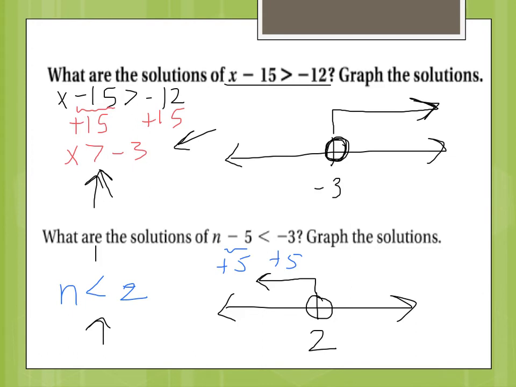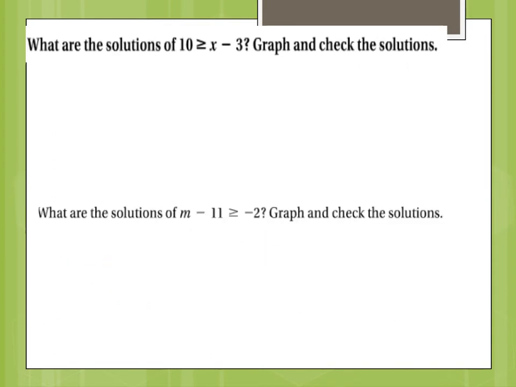And again, since my symbol's pointing to the left and my variable's on the left-hand side, then it follows that pattern. Right now I want you to pause the video and attempt to solve and graph both of these equations.